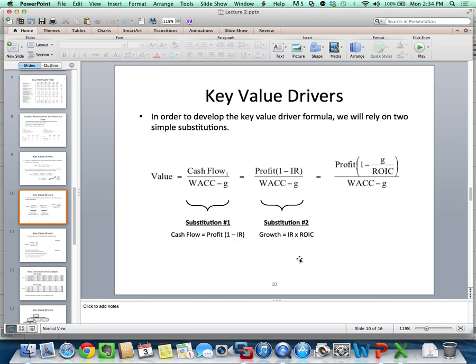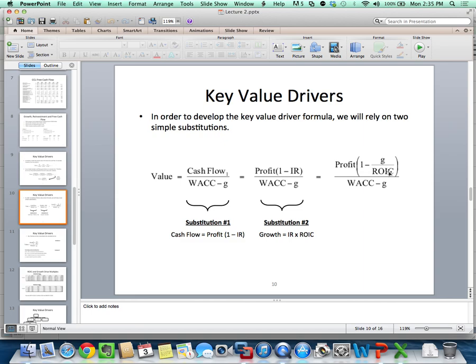So what they said was, we know that if we value a firm using the traditional perpetuity formula, free cash flow divided by R minus G, free cash flow is profit times 1 minus the investment rate. And sustainable growth is investment rate divided by ROIC. So investment rate is growth over ROIC. So again, just using those two simple substitutions, they got the formula on the right. So the formula on the right is a growing perpetuity formula.